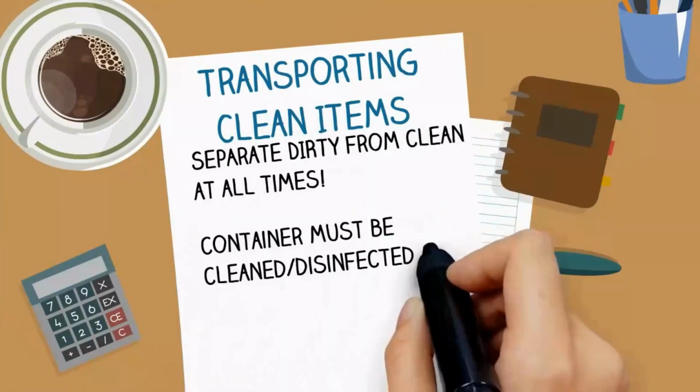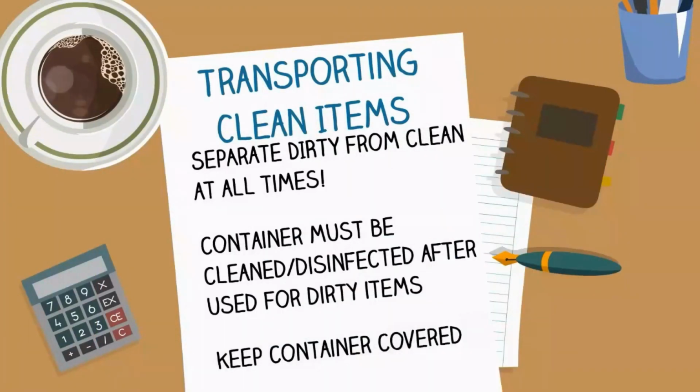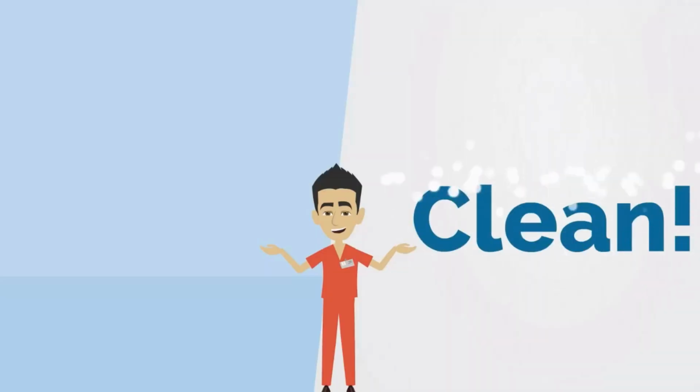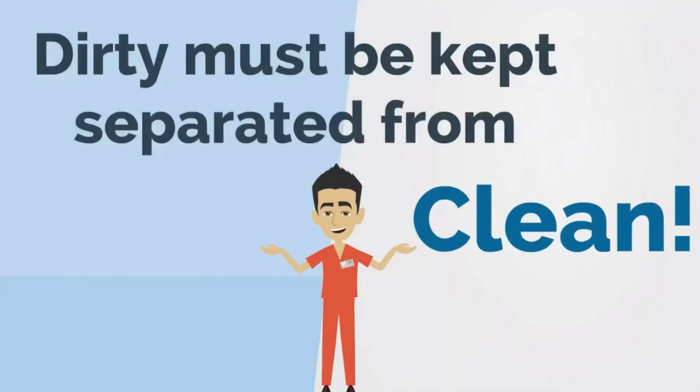Transporting clean items. Maintaining the integrity of clean items relies on distribution and storage practices. There must be functional separation of clean items from soiled items in carts and vehicles at all times during handling, collection, and transportation of soiled linen.